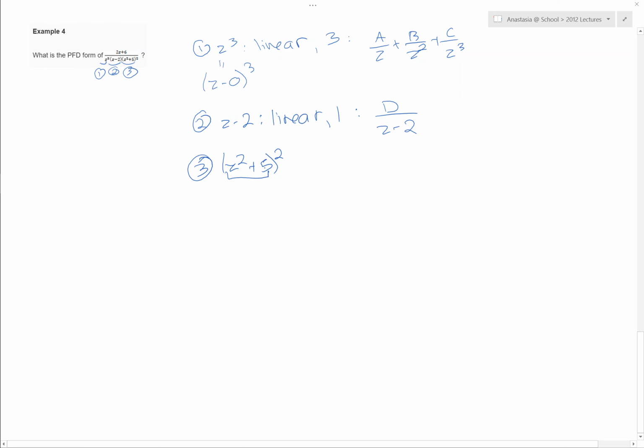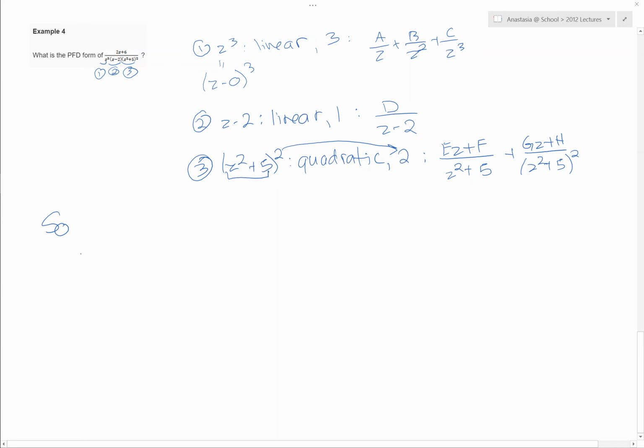Third, we have (z squared + 5) squared. The part inside of the parentheses is quadratic, and we have 2 of them because of the power. So that means that we are going to have a z squared + 5 in one fraction denominator and a (z squared + 5) squared in another. We've already used up through D, so let's do Ez + F and Gz + H.